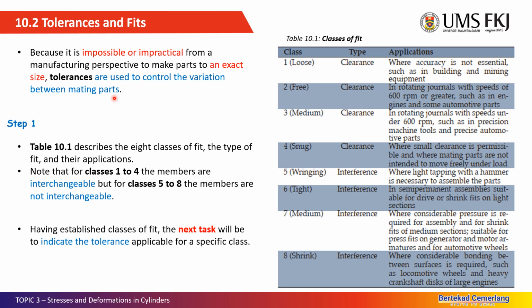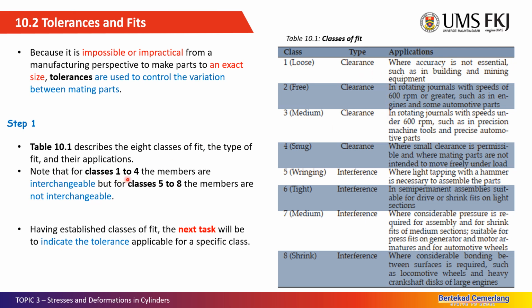So the first thing we need to do is start with step 1. In step 1 we refer to table 10.1. Table 10.1 describes 8 classes of fit. We have class 1, 2, 3, 4, 5, 6, 7 and 8: loose, free, medium, snug, wringing, tight, medium force and shrink. The type of fit is clearance, clearance, clearance, clearance, and then interference, interference, interference and interference. So we see there are only two types, clearance or interference, and their application depends on the class.